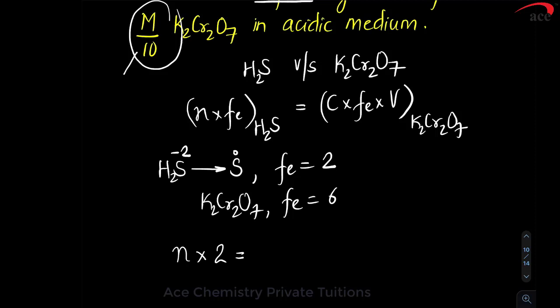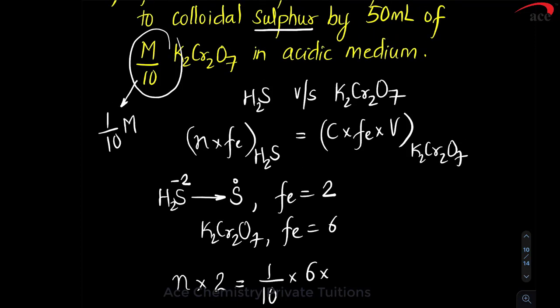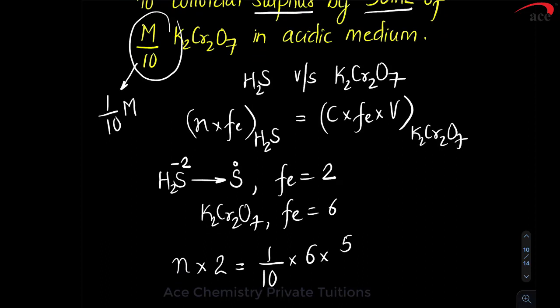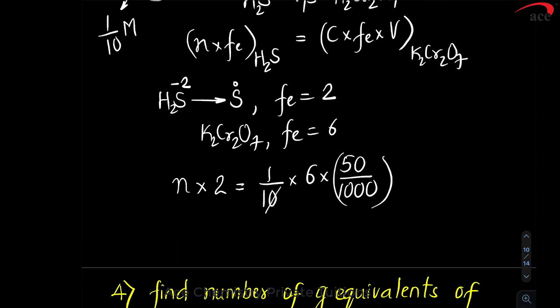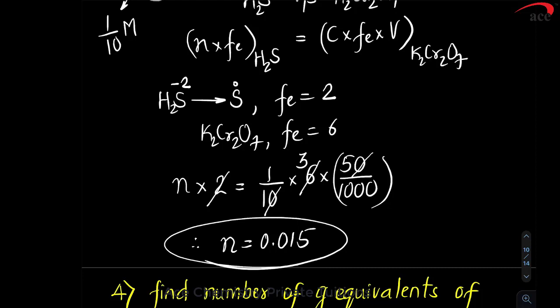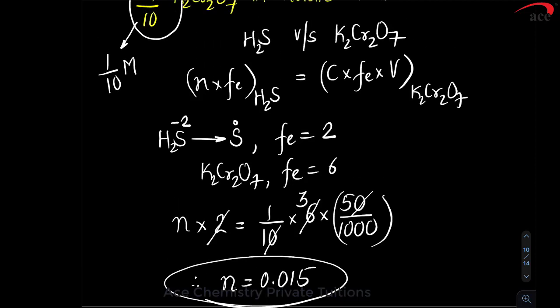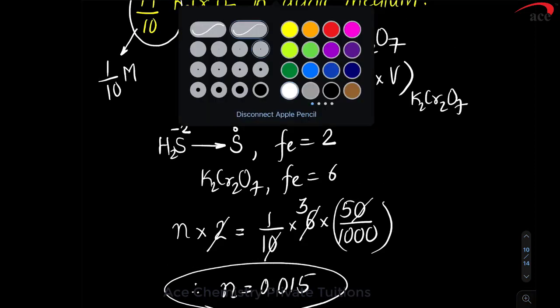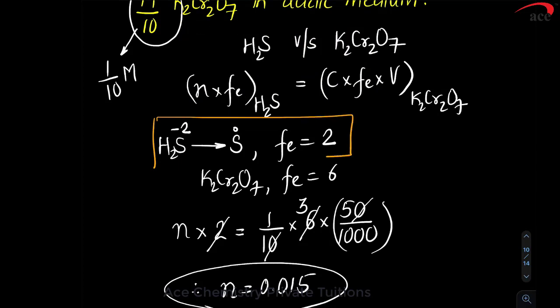6. So we substitute the number of moles we require: the factor for H2S is 2, molarity M/10 means 1 by 10 molar, the factor is 6, and the volume of solution is 50 ml. Convert into liters by dividing by 1000, then solve, and you will get the answer as the number of moles. So the number of moles of H2S is 0.015.